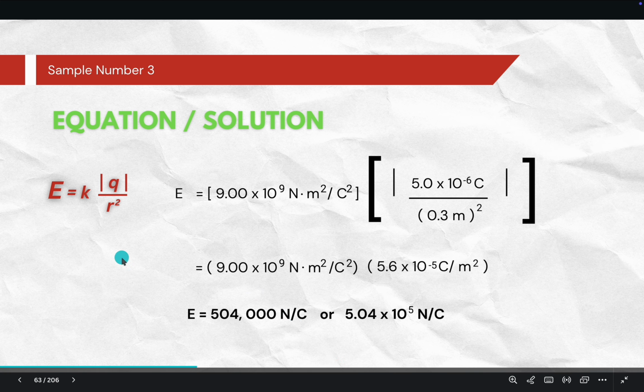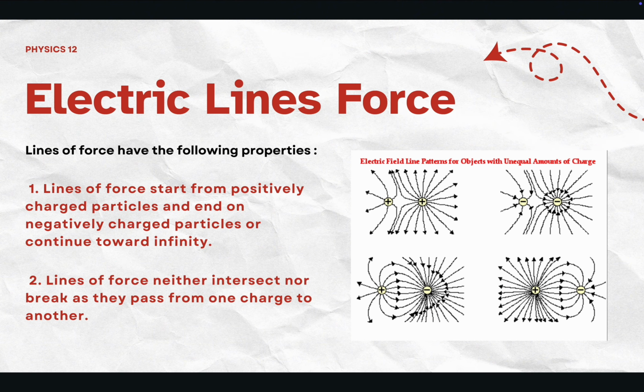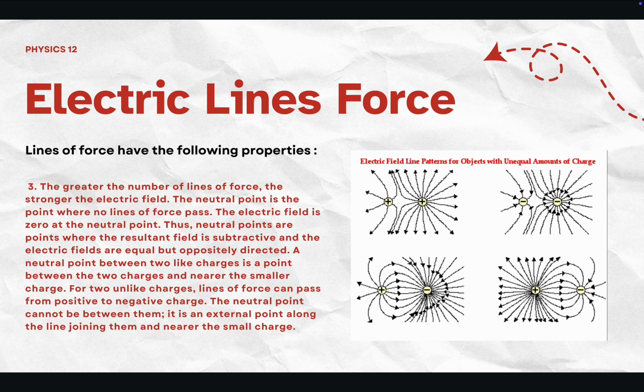Next is electric lines of force. Lines of force have the following properties. Number 1, lines of force start from positively charged particles and end on negatively charged particles, or continue toward infinity. Number 2, lines of force neither intersect nor break as they pass from one charge to another. Next, the greater the number of lines of force, the stronger the electric field.